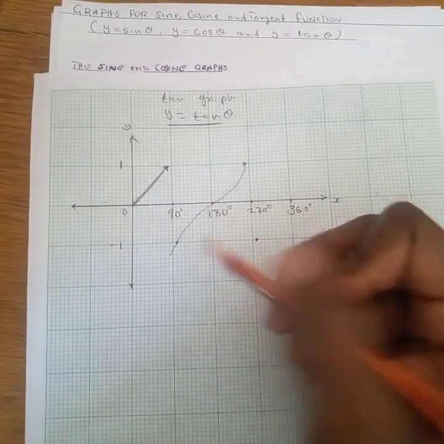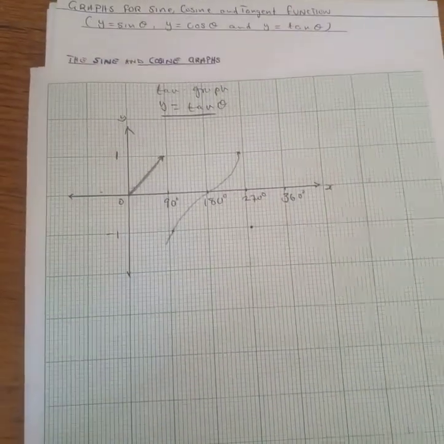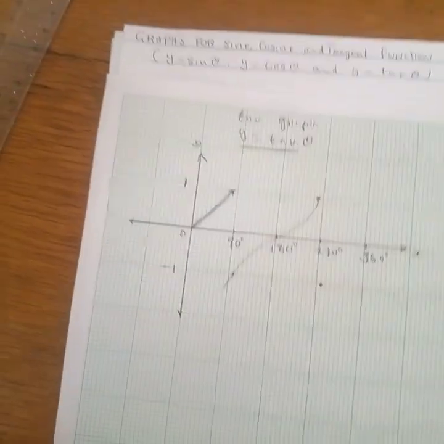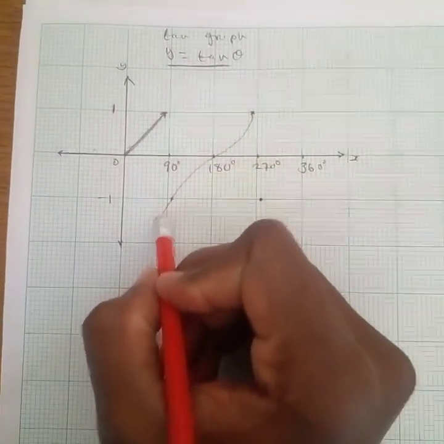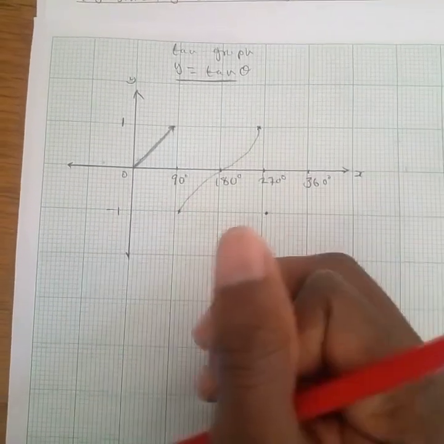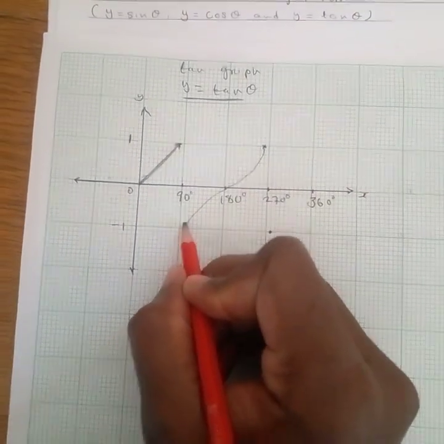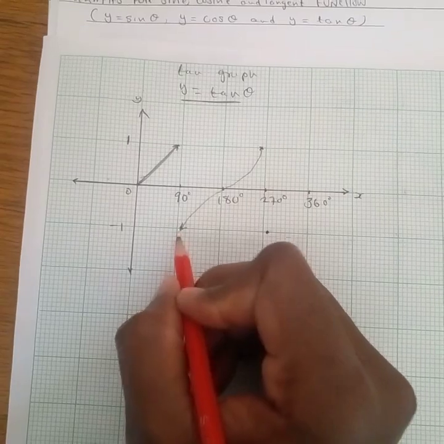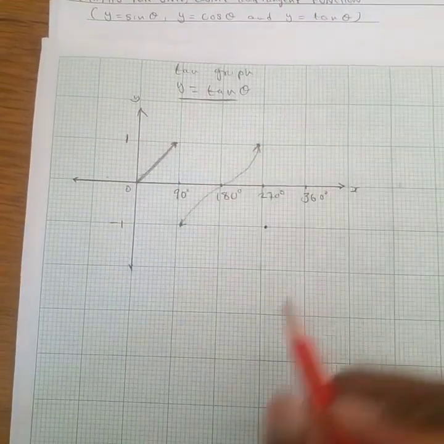Okay. Oops, it has touched the point there. It's not supposed to touch the y-axis. So don't do this. Once you do this, it will be wrong. It's not supposed to touch the y-axis. So it will just end there. I mean the 90 degrees angle. It just ends there.